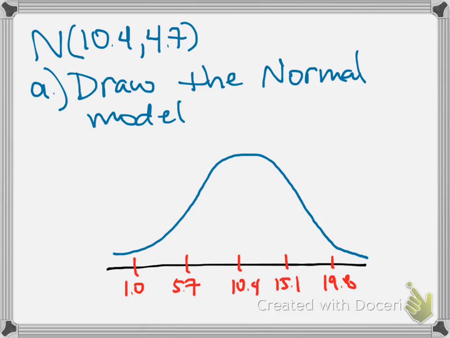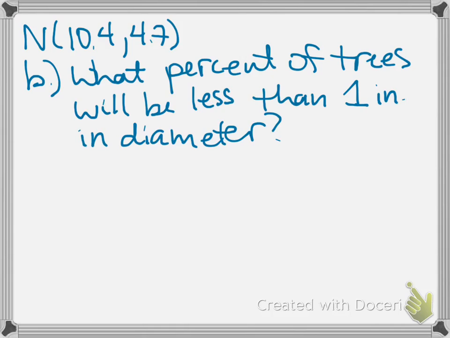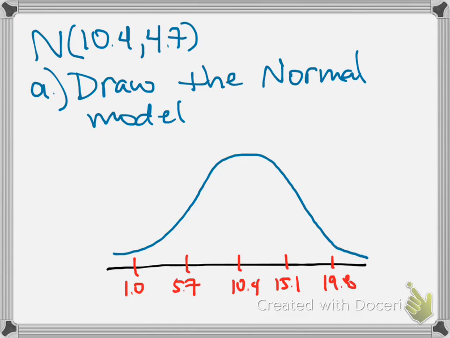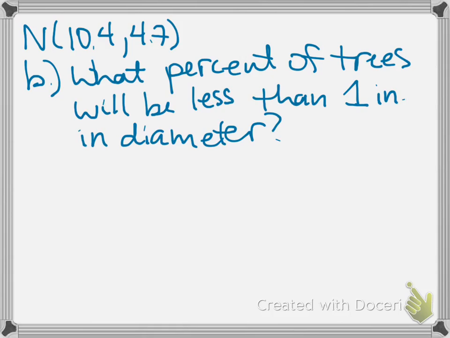And really that's all you would need to sketch out. There's your normal model for this particular situation. Now the second part of our question asks, what percent of trees will be less than 1 inch in diameter? So if we go back to our normal model, we can see that a 1 inch diameter occurred exactly 2 standard deviations below the mean. So that's a very tiny amount of our overall distribution. But how can we calculate that exactly?